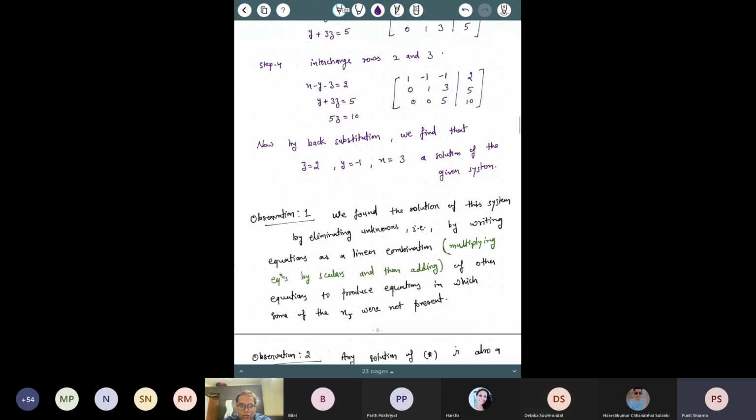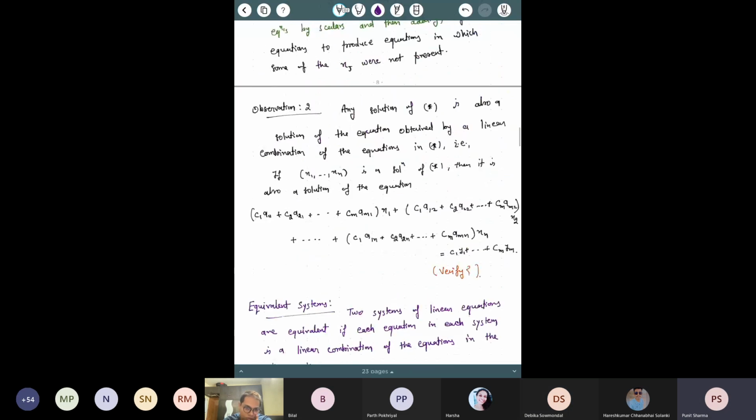So it's very straightforward. If x1 to xn is a solution of star, then it is also a solution of this equation. This is because all these things you can write as a combination of the given equations, so they should also satisfy. This is simple verification. You can do it here.